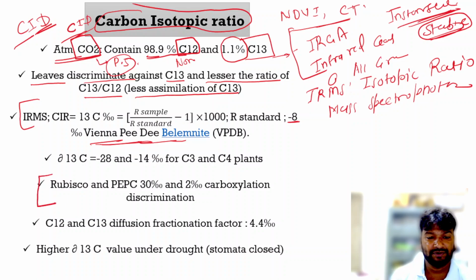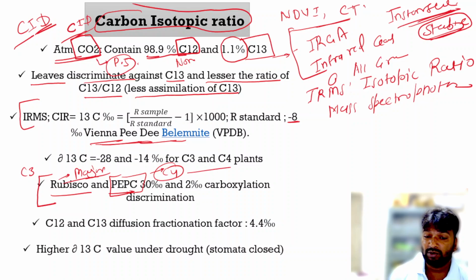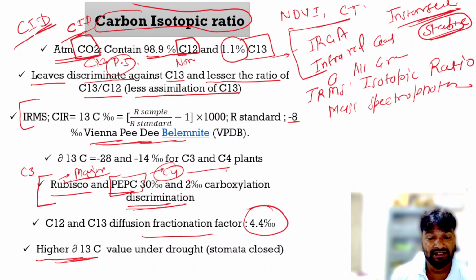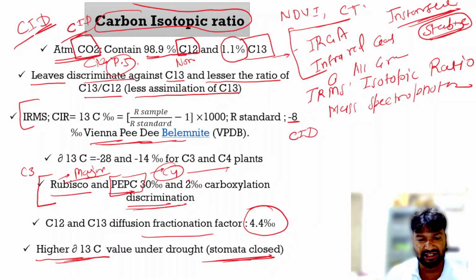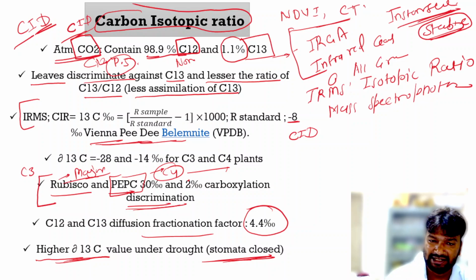Also there are two enzymes, Rubisco and PEPCase. Rubisco is the major enzyme which fixes the carbon in C3 plants, and PEPCase fixes it in C4 plants. So the capacity of these two enzymes is also different for the discrimination of C12 and C13. So this factor is 4.4. Also, if a plant shows a higher delta 13C value, it means there is a closing of the stomata. So with the help of carbon isotopic discrimination, we can measure the stable change in the genotype, and also we can screen for drought and stress tolerance.